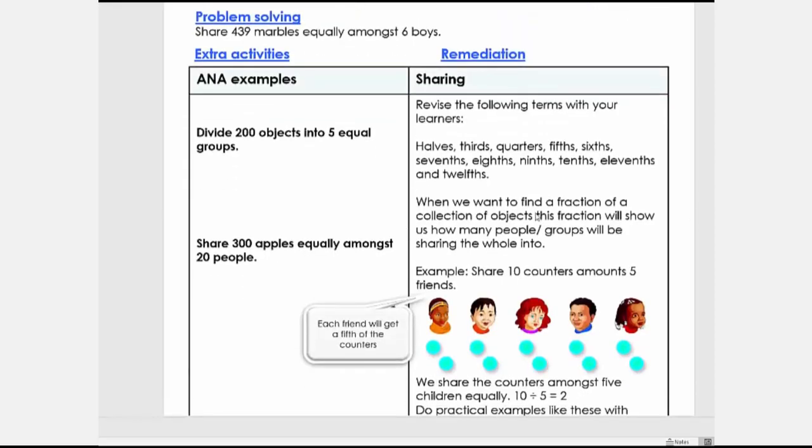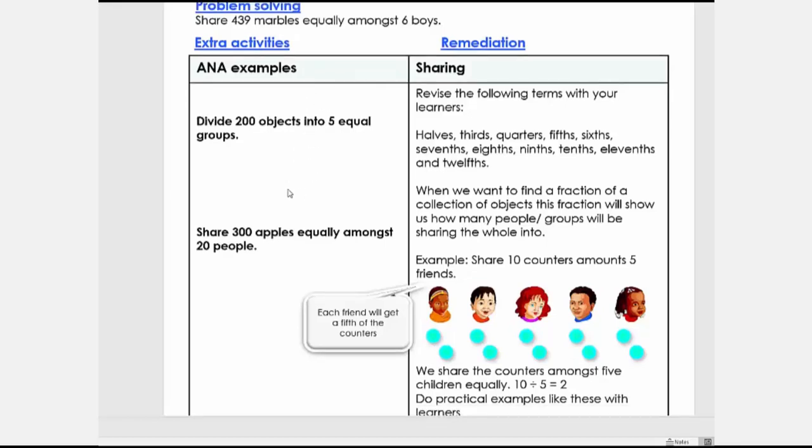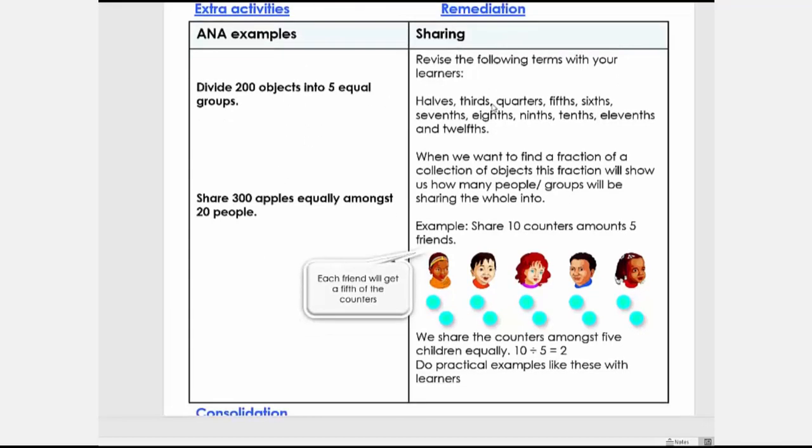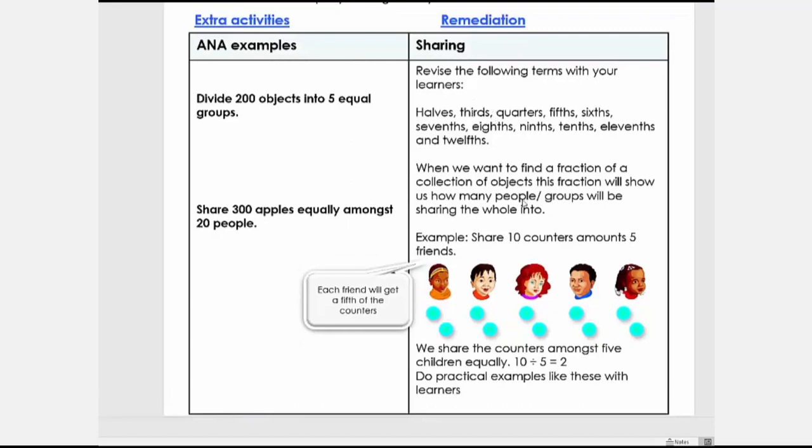And then we come to the problem solving. Please read it carefully, identify the numbers, identify the keywords, and then solve it by using drawings and diagrams. Okay, then the extra activity. The extra activity is based on old exam papers or test papers that you can do. And then the remediation is again for those children that struggled. You can go through this again, keep it as practical as possible, and good luck.